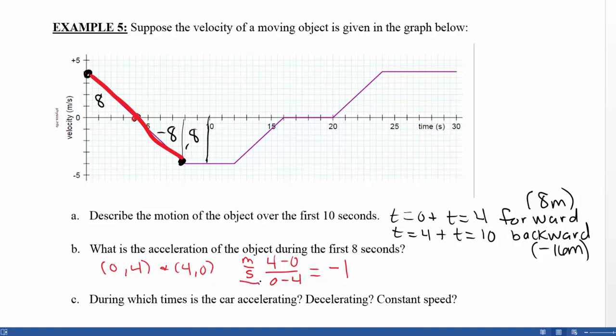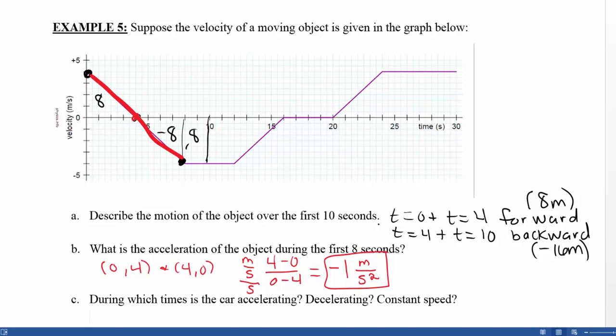And then on the bottom is going to be our time values, which was in seconds. So if you have meters per second divided by seconds, you get meters per second squared. So the acceleration during the first 8 seconds is -1 meters per second squared. So since it's negative, that means that we're going to be decelerating or slowing down.